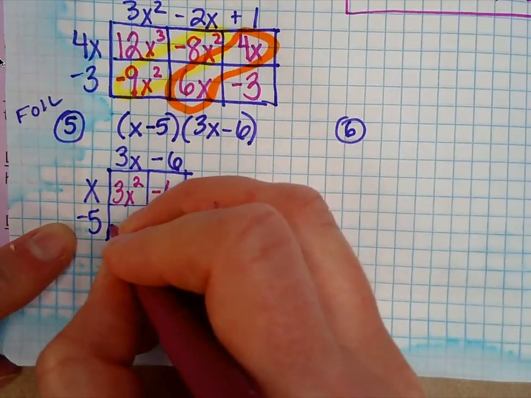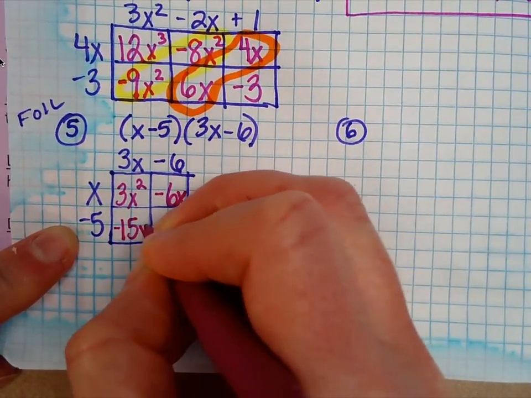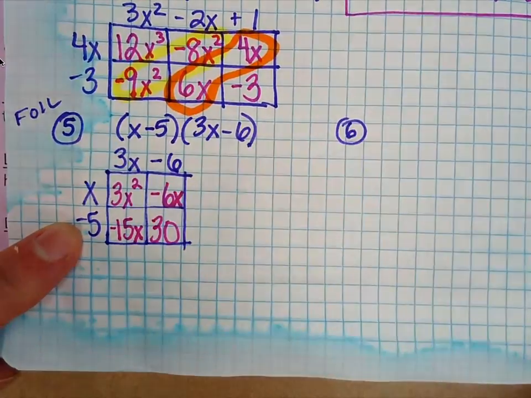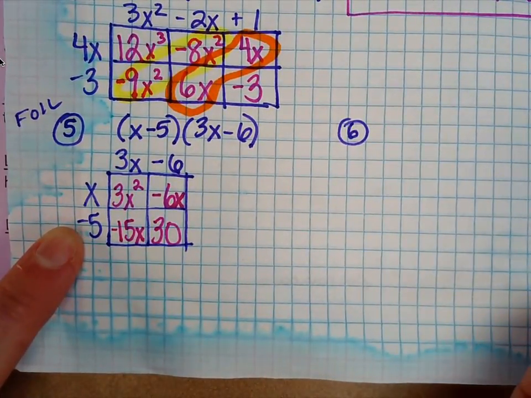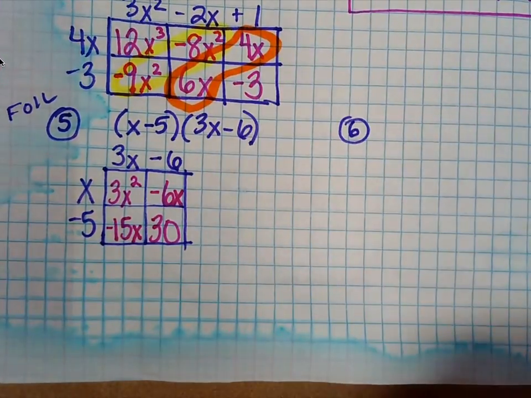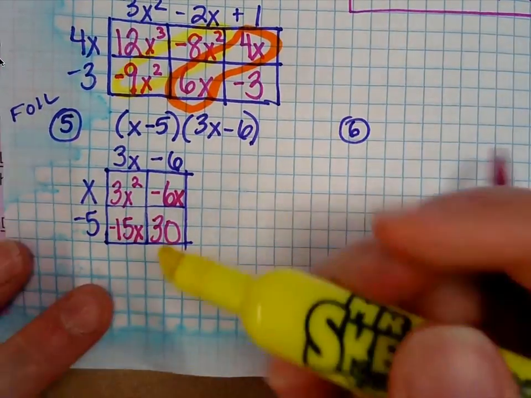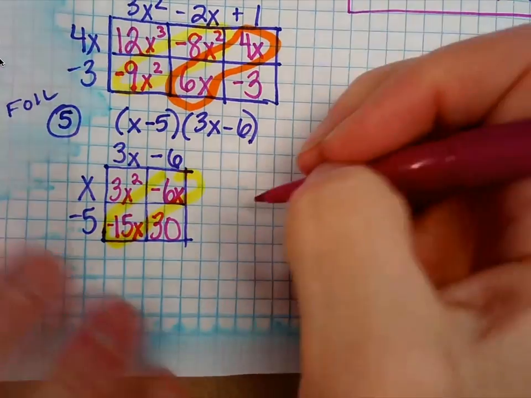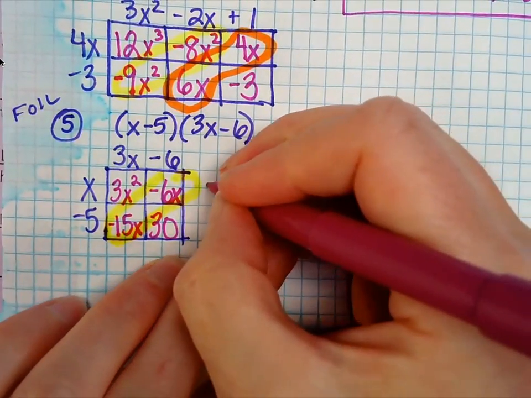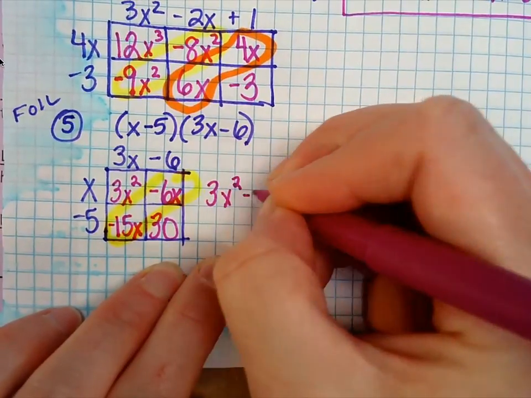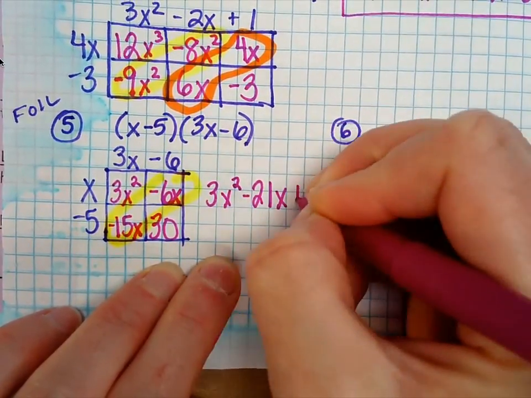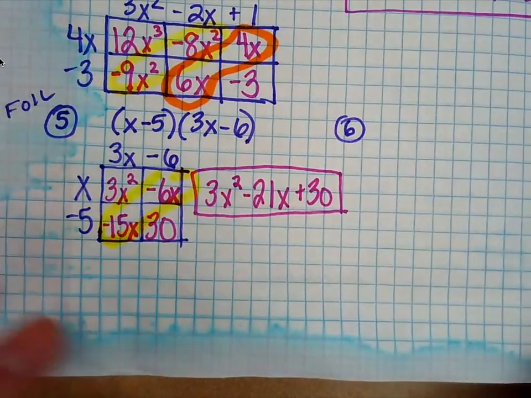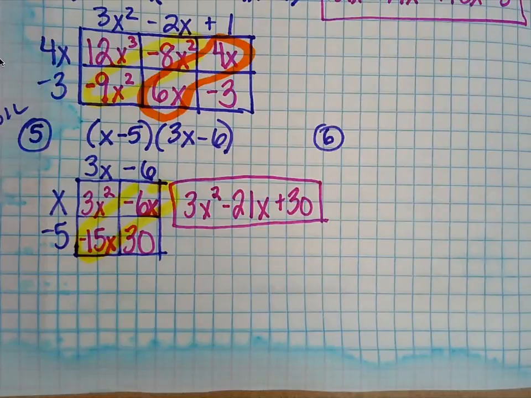3x times a negative 5. Negative 15x. Negative 6 times negative 5. Positive 30. And look at your diagonal. Yep, negative 15x and negative 6x. Negative 21x. So 3x squared minus 21x plus 30. Yeah, I think these are easier.